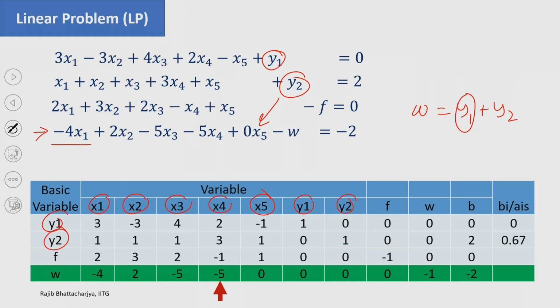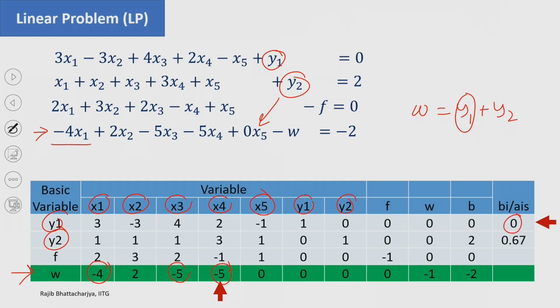So, now we are minimizing this w function. We have to look: is there any negative value? Yes, there are negative values. Here it is -4, -5, -5, but what you have to consider? We have to consider the minimum one. So, the minimum is here -5 and -5. So, you just take any one arbitrarily, either x 4 or x 3. Okay. So, next I will calculate the ratio.